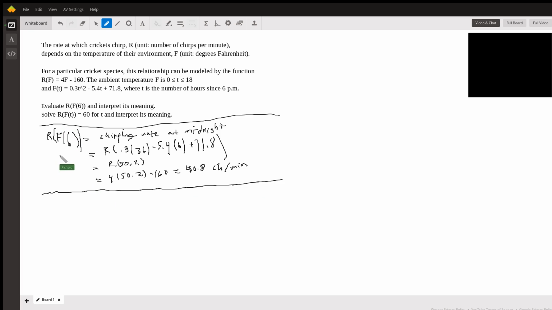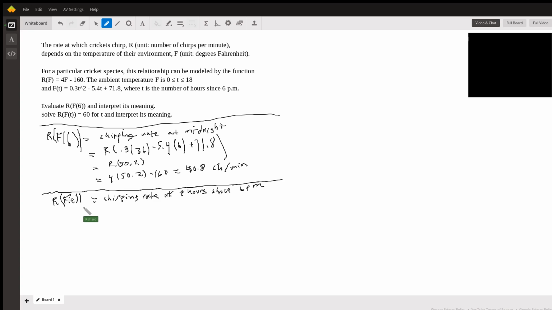Now the general case, R of F of T, that's just going to be the chirping rate at T hours since 6 p.m. Because instead of giving us an actual time, which is here, we have to use the expression for T, which is hours since 6 p.m. But it's definitely a chirping rate because R is on the outside.